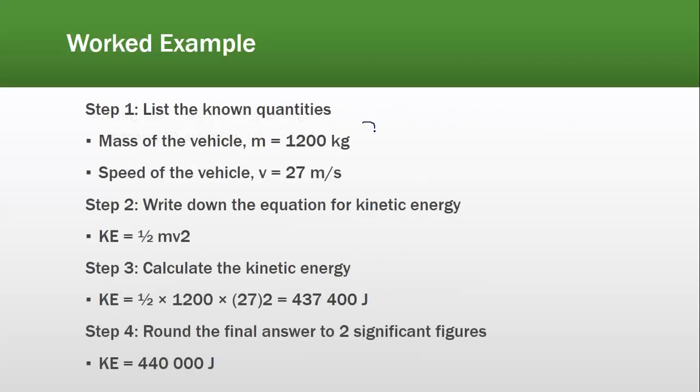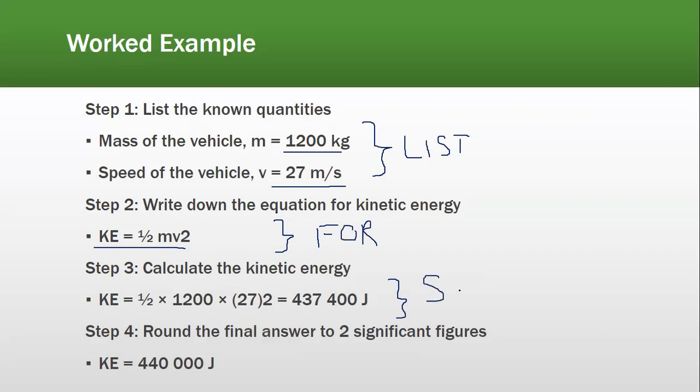So again, step by step, first you have to list the quantities. The mass of the vehicle was 1200 kg. The speed of the vehicle was 27 meters per second. Step number 2, you have to write down the formula. Kinetic energy is equal to half mv square. And then step number 3, you have to solve. So you have to do three things. Whenever I give you questions, first you have to list the quantities, then you have to write the formula, and then you have to solve and give me an answer.